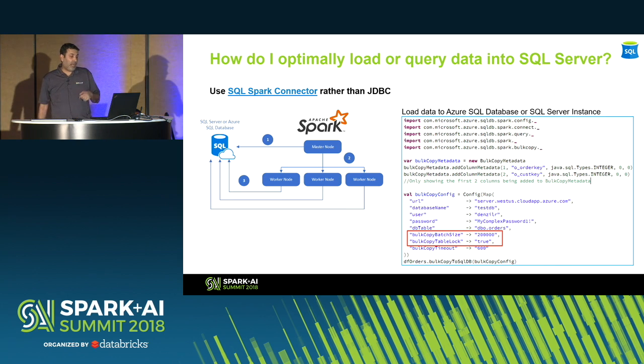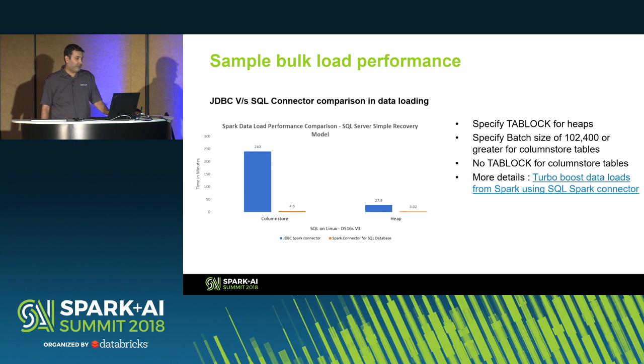The SQL Spark connector has two options which do not exist in JDBC. First of all, it uses the SQL bulk copy API, which is very efficient to load data into SQL Server. So it has the tab lock option and the batch size option, which are honored, and it's actually bulk copy, done within SQL Server. You'll see some performance numbers on the next slide. So that's the recommended way from a loading perspective.